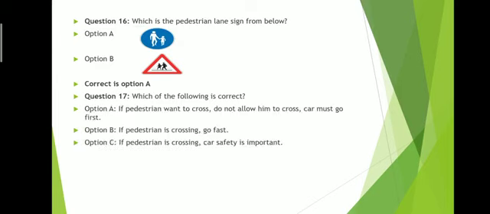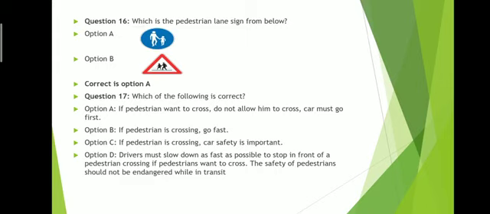Which of the following is correct? Pedestrian wants to cross, you do not allow them; the car must go first. Pedestrian is crossing, go fast. Pedestrian is crossing, car safety is important. Drivers must slow down in front of a pedestrian crossing. If a pedestrian wants to cross, they have to stop also. Safety of pedestrians should not be endangered while in transit. The correct option is option D. Remember this concept: pedestrians come first. If they are crossing, you have to slow down and stop.